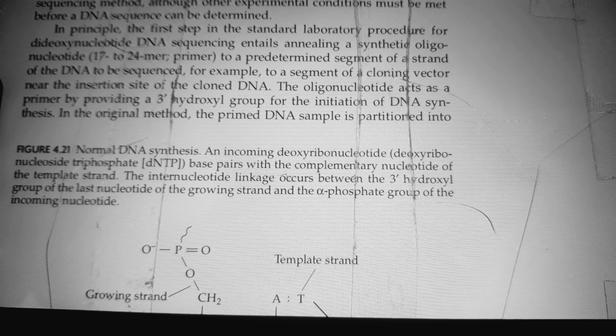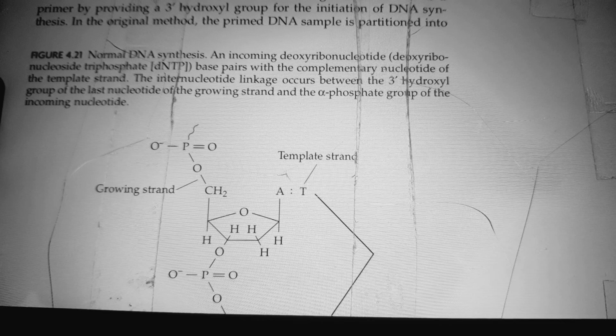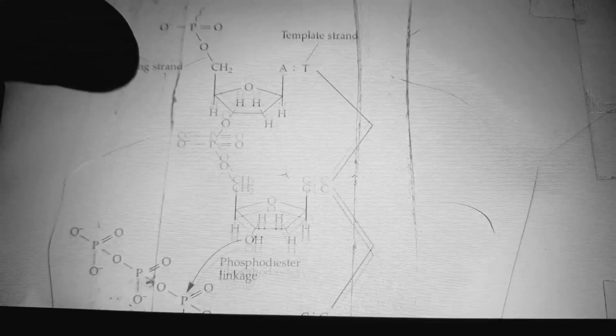In the original method, the primed DNA is partitioned into, and before we can proceed to that, let's just finish off figure 4.21, which talks about normal DNA synthesis. An incoming deoxyribonucleoside triphosphate base pairs with the complementary nucleoside of the template strand. The internucleotide linkage occurs between the 3' hydroxyl group of the last nucleotide of the growing strand and the alpha phosphate group of the incoming nucleotide.